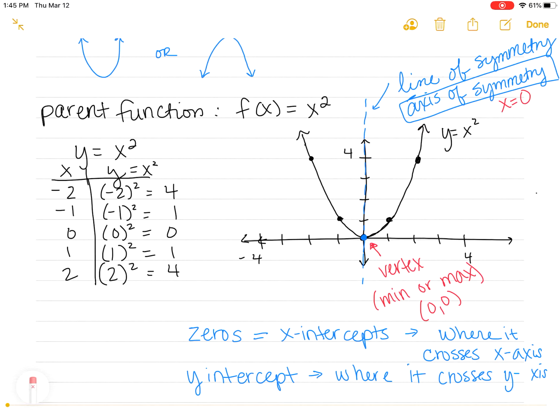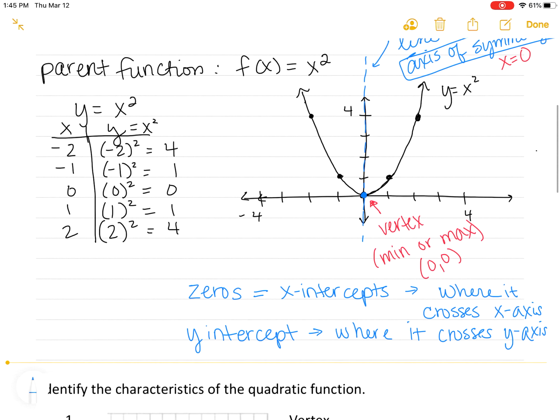Let me clean that up. Okay. So we've talked about the vertex, the axis of symmetry, your zeros and your y-intercept.